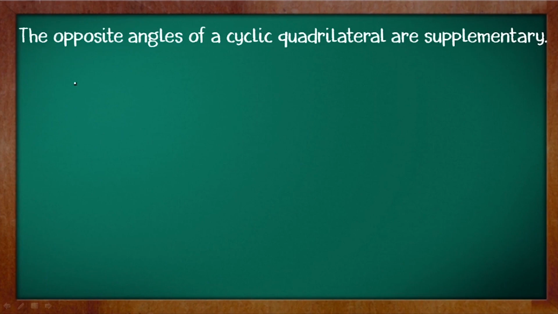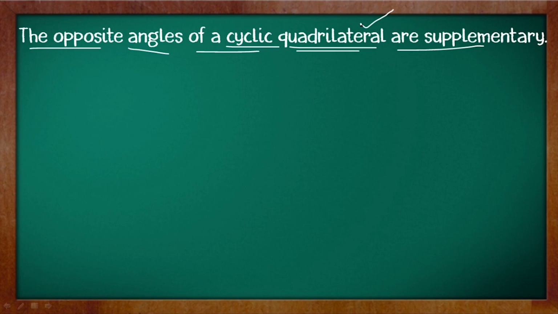In this video, we'll be using two theorems to solve our problem. The first theorem that we will be using is: the opposite angles of a cyclic quadrilateral are supplementary. So we have a term, cyclic quadrilateral, here. What is a cyclic quadrilateral? A quadrilateral is a figure having four sides, or a figure bounded by four sides, and a cyclic quadrilateral means the vertices of that quadrilateral should lie on a circle.